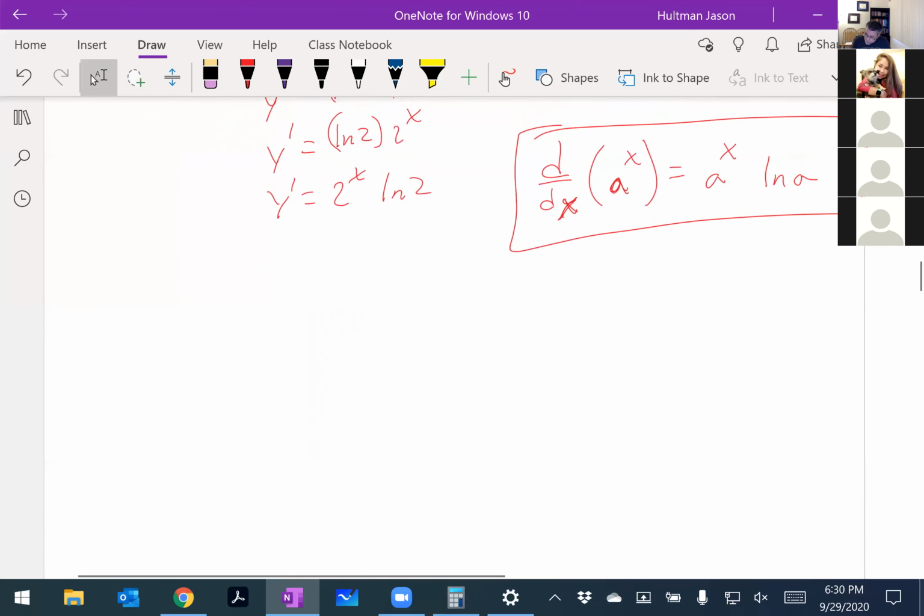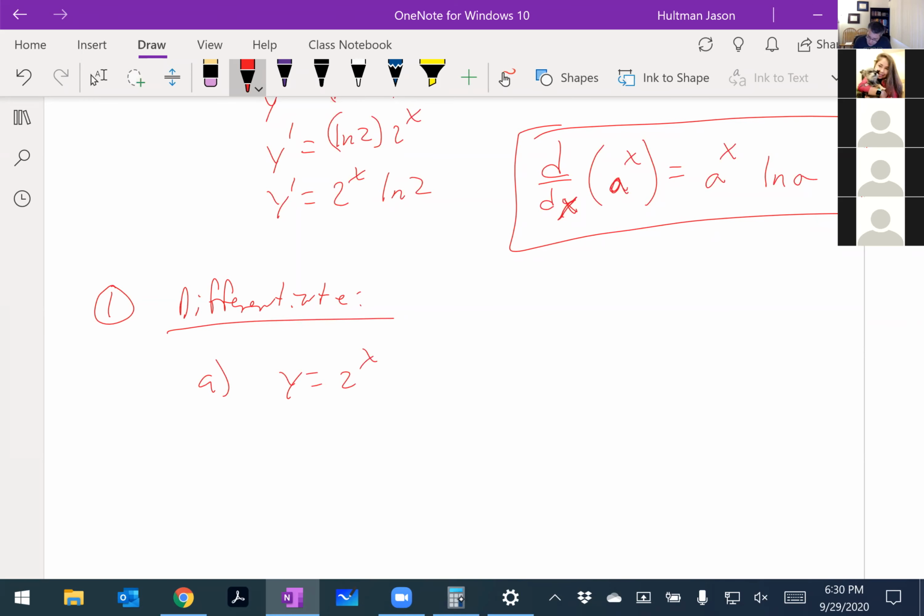Okay, so let's do a couple of problems with this formula here. Okay, number 1. Okay, differentiate a, y equals 2 to the x. Oh, we just did that, right? We just did that the long way. So let's do it the short way. y prime is equal to 2 to the x natural log 2. Boom, done. That was easy.